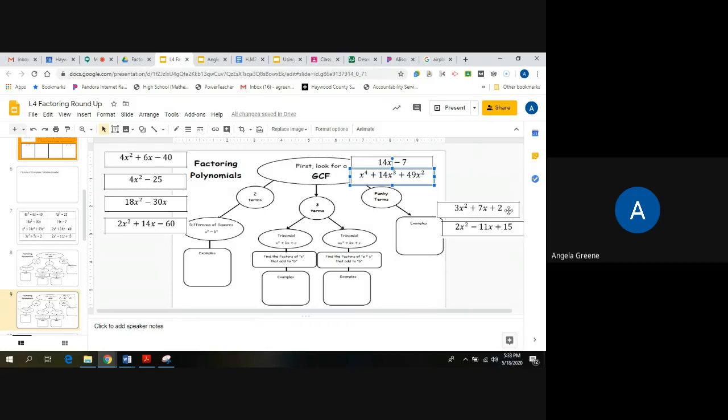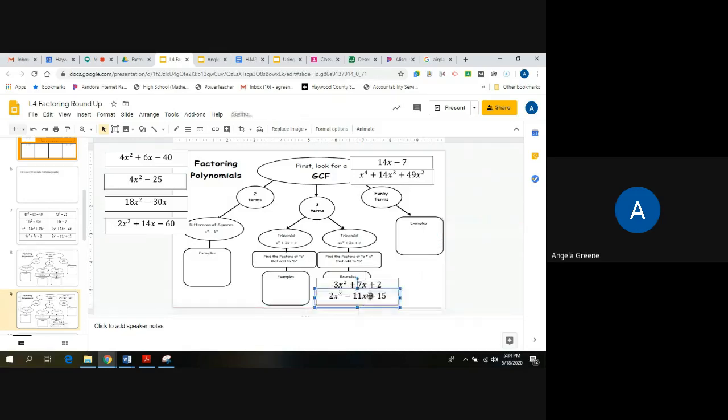What about this one? This one does not have a GCF, but can I factor it? If it doesn't have a GCF, am I still able to factor it? Well, notice now that we have 3 terms. Also notice that it falls in this ax squared plus bx plus c category. So this example, we're going to put here. Okay, what about this one? Do we have a GCF? The answer is no. But also look, we have 3 terms, and it falls in that ax squared plus bx plus c category. So this one also needs to go right here.